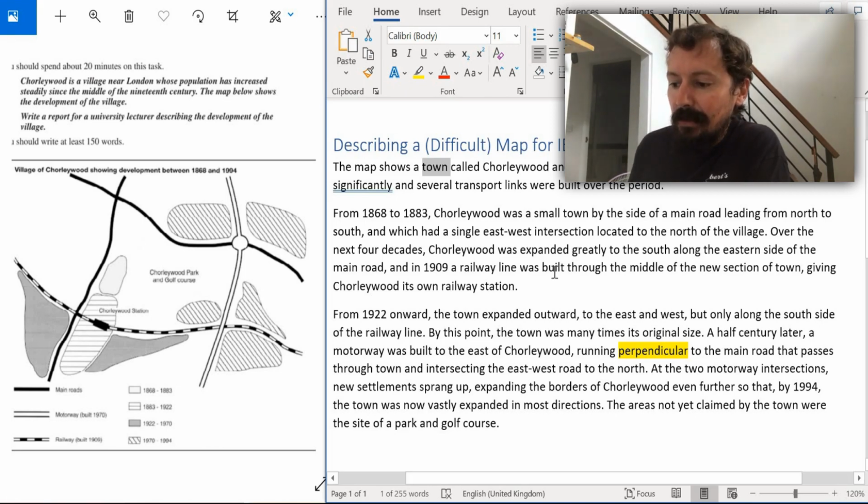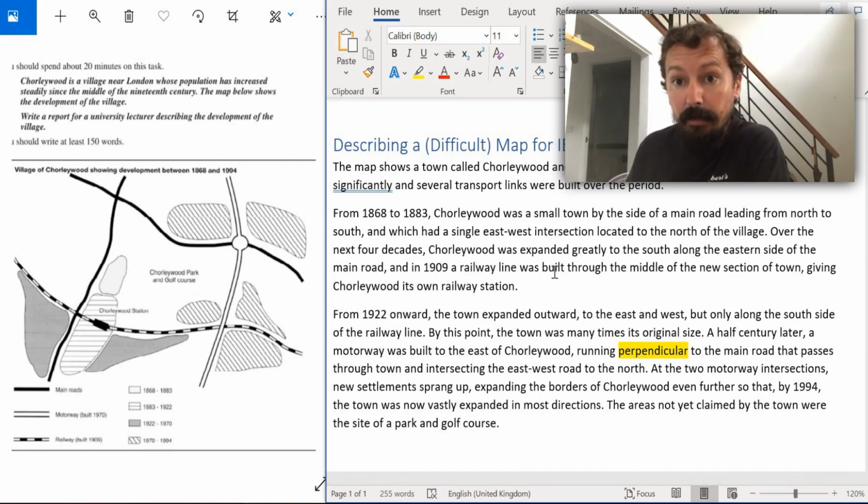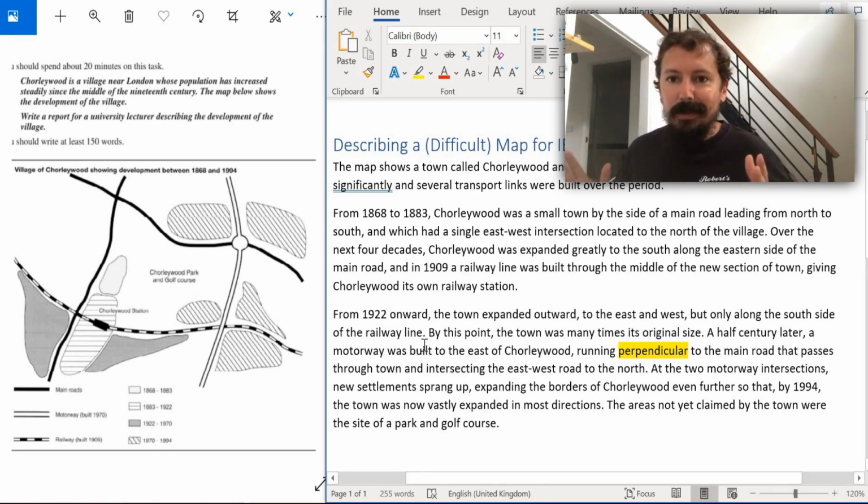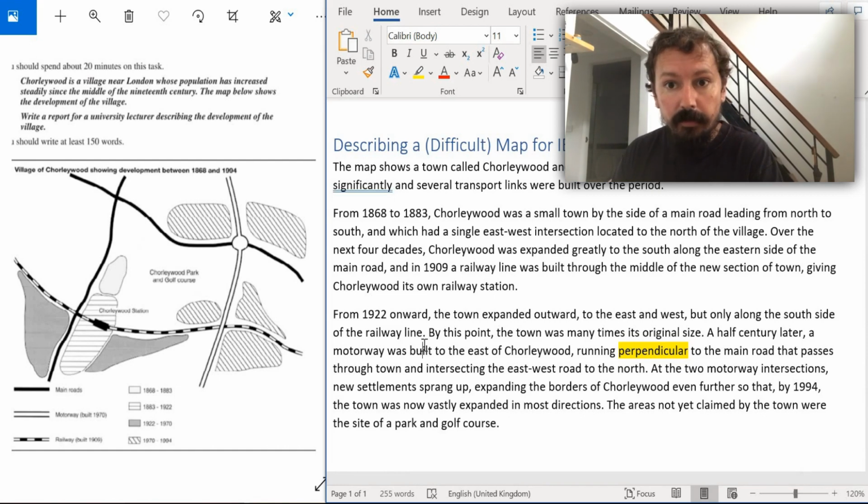So when you finish your essay, what you should do is you should spend some time reading through it carefully and looking for typos and other mistakes. Okay everyone, this was a video all about how to describe difficult maps, and this is the most difficult one I've seen for IELTS, so I wanted to make this video for you.